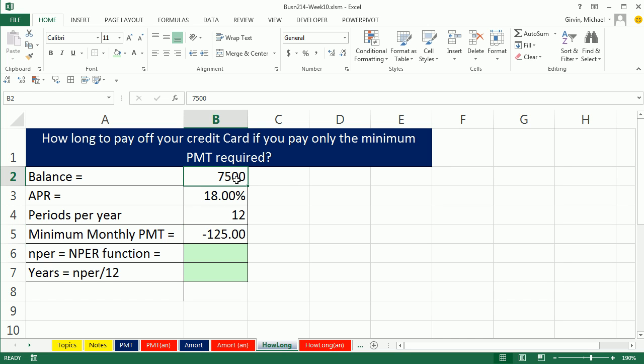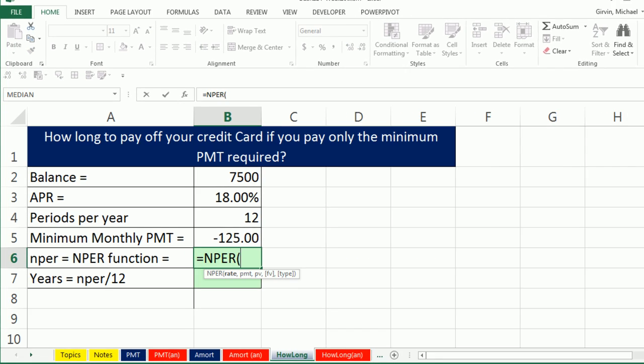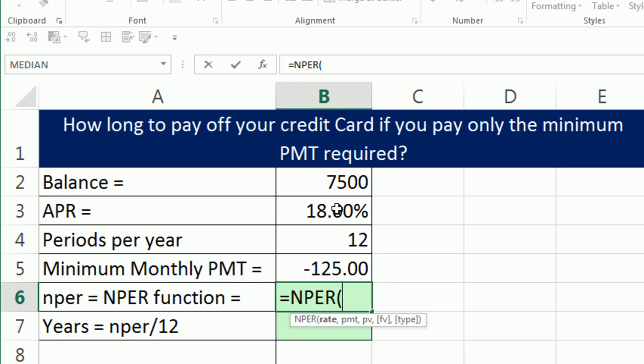Now we have the present value, that's a loan. A credit card balance is like a loan to you. That's a positive. We have our annual rate, number of periods per year. There's our PMT. With those inputs, we could use the NPER function to figure out total number of periods. The rate, we're going to have to calculate it right inside of our argument. So the rate function calculates 18% divided by 12. The PMT, that's minus. That's a positive. It's a loan coming in. That's going out of our wallet, so it's minus. The present value, sure enough, that's $7,500.